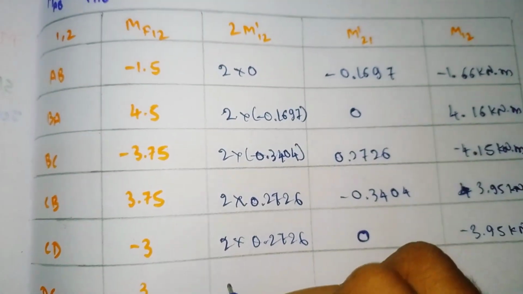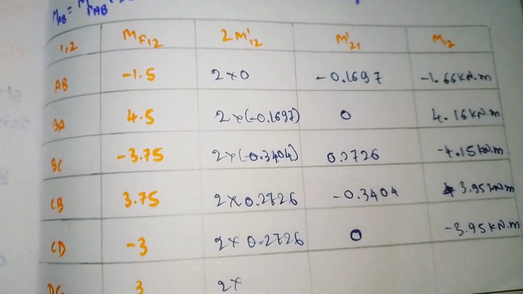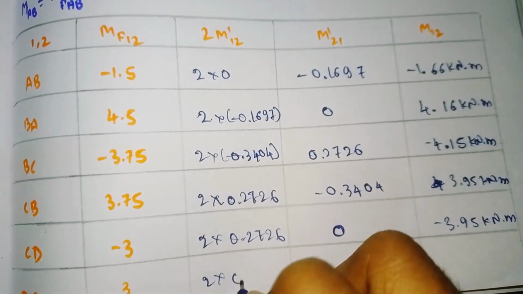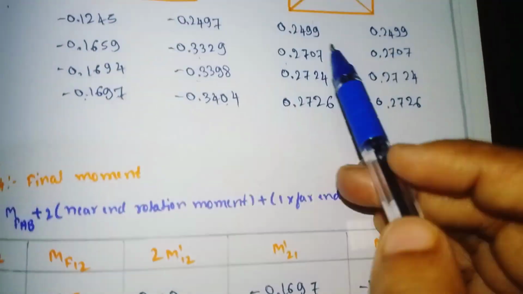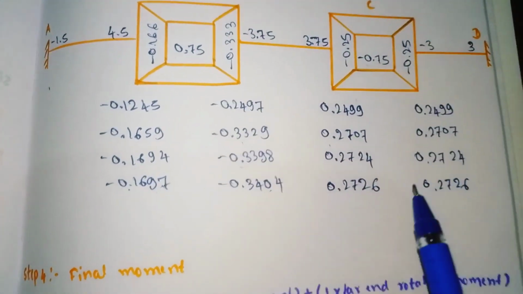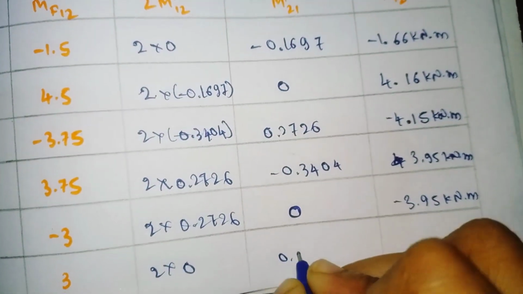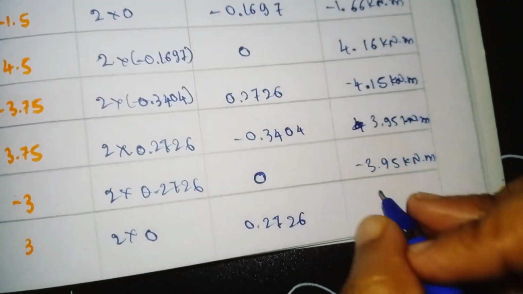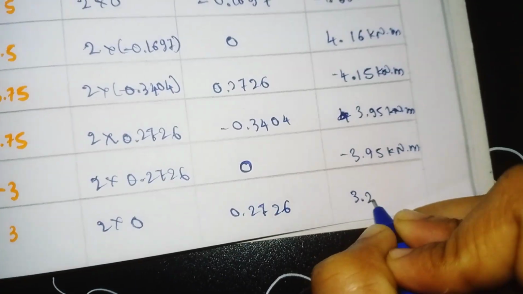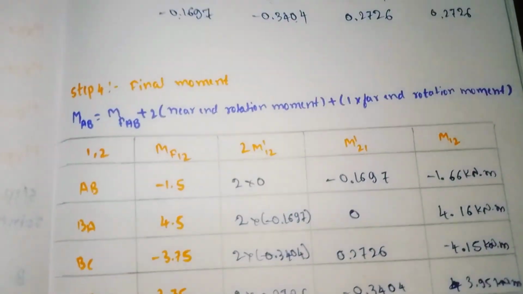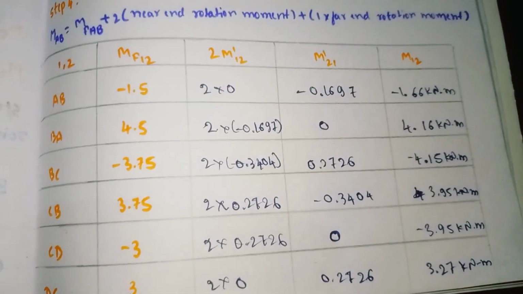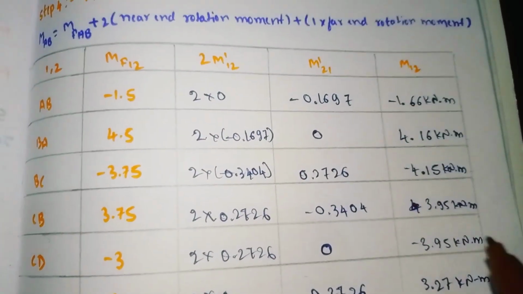Similarly for DC, 2 into rotation moment of DC we don't have, so keep it as 0. Rotation moment of CD we got was 0.2726. Add these three, it will come out as 3.27 kilonewton meter. So this is how we need to calculate the final moment. We need to draw the bending moment diagram with the values of these final moments.